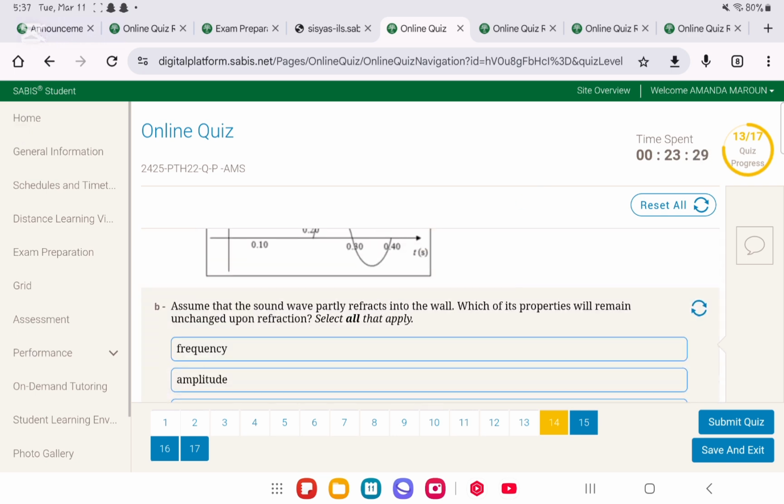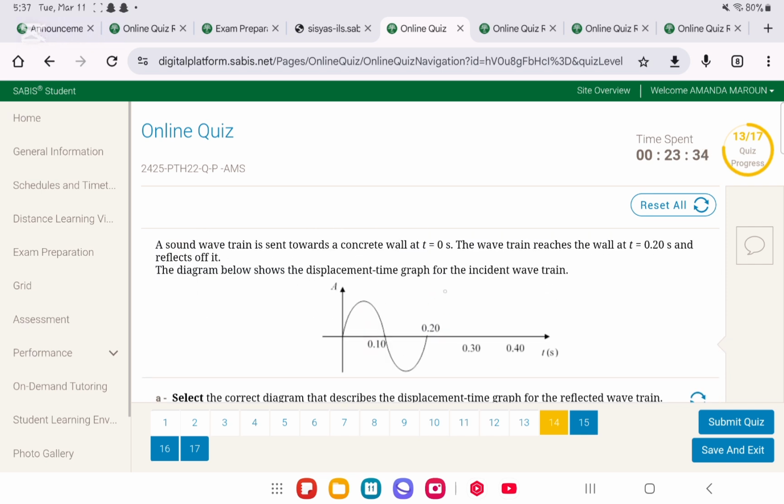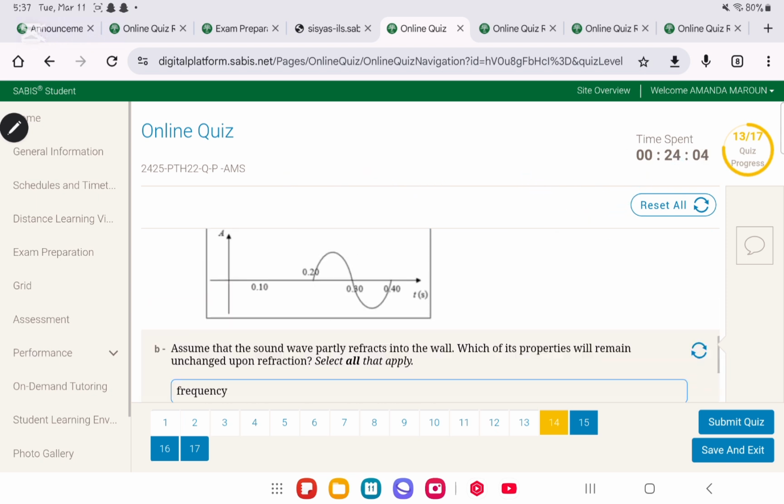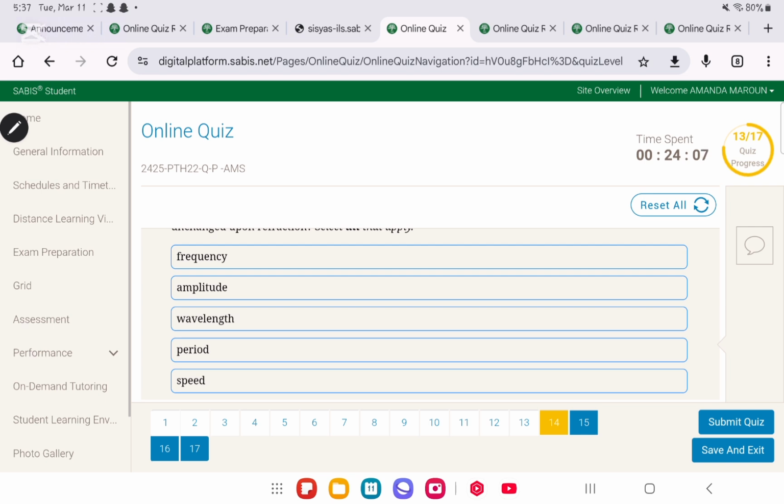Now, assume that the sound wave partly refracts into the wall, because we know, just like light, okay? Let's say again, this was the graph. This is our boundary B, okay? This is the sound wave, and then it will come back like this. It will literally reflect, okay? But there is a little bit of refraction that happens. Okay, it's just like the light. This is the light, this is the normal. Light comes here, reflects here, and there's a little bit of refraction. It's the same scenario as the light.